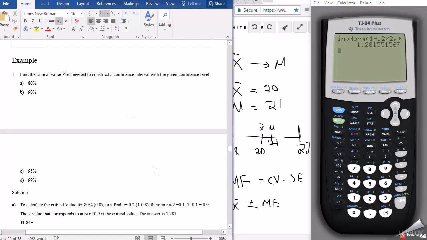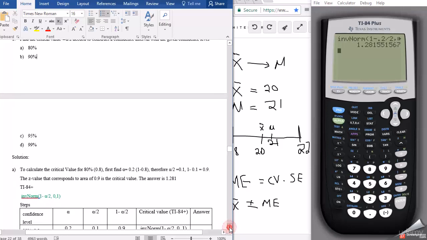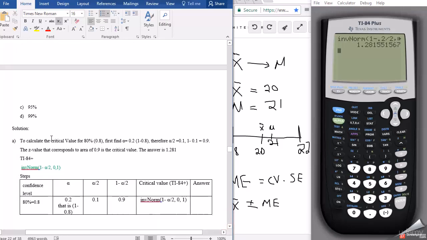Okay, now if you go down here, we made explanations. If you want to do this by hand, to calculate the critical value for 80%, first you convert that to decimal, then find alpha, which is 1 minus 0.8, that's 0.2. Therefore, alpha over 2 is 0.1. Then subtract 0.1 from 1, that gives you 0.9, and that's what we did. So the simple way to do this in the calculator is just to do 1 minus alpha over 2.